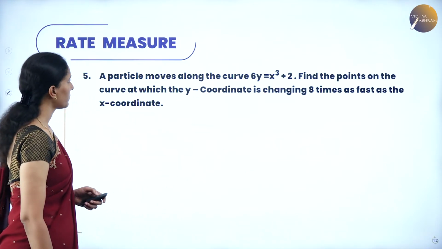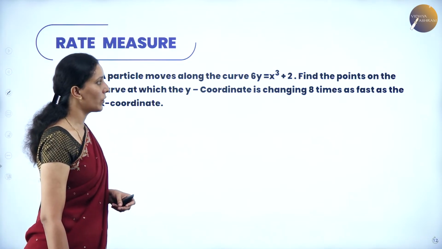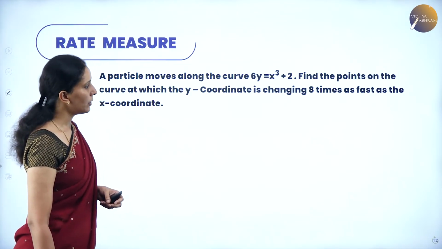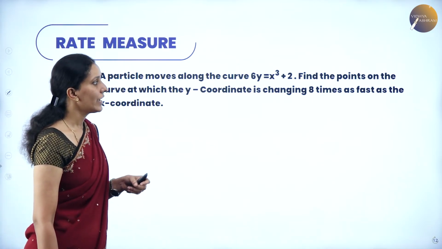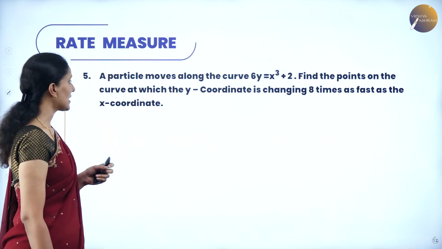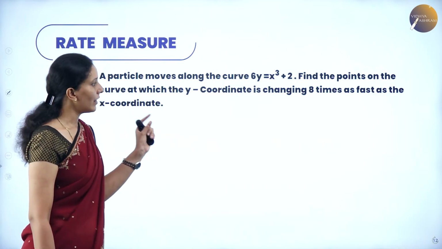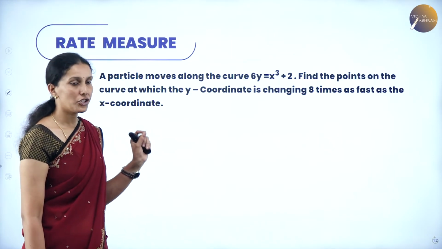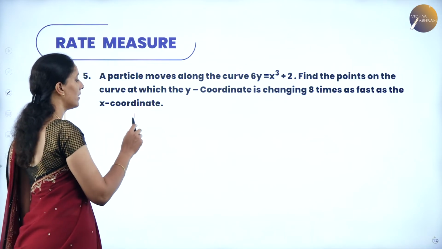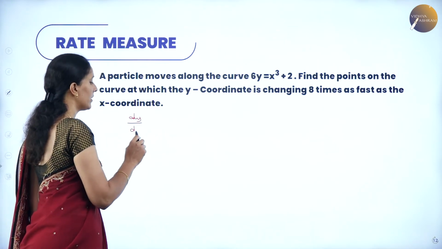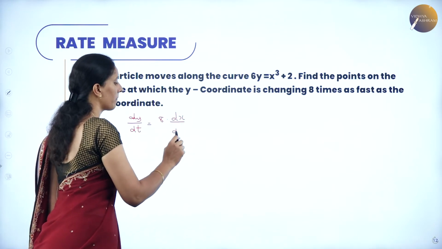Next question. A particle moves along the curve 6y is equal to x cube plus 2. Find the points on the curve at which the y coordinate is changing 8 times as fast as the x coordinate. So here the equation is given and the relation between the y coordinate changing with respect to the x coordinate is given. So therefore here dy by dt is equal to 8 times dx by dt.